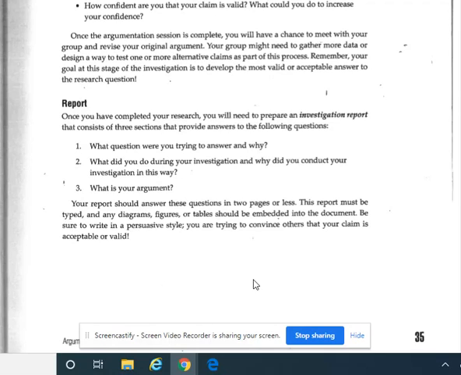This report must be typed, and any diagrams, figures, or tables should be embedded into the document. Be sure to write in a persuasive style. You are trying to convince others that your claim is acceptable or valid. Okay, so I know that seems like a lot, but we will work on this all week in class. So we will have a lot of class time to do this.